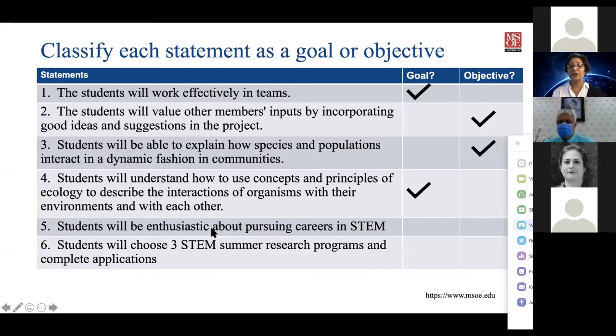Students will be enthusiastic about pursuing careers in STEM. So let's say your students want to go into education. That is a good goal, but it is very difficult to put a number on how enthusiastic people are. Or, students will choose 3 STEM summer research programs, which is tangible. You know which summer programs they went to, which universities they went to, what certifications and degrees they earned, everything. So it becomes an objective. So you see the difference, that one is very tangible and one is very abstract.